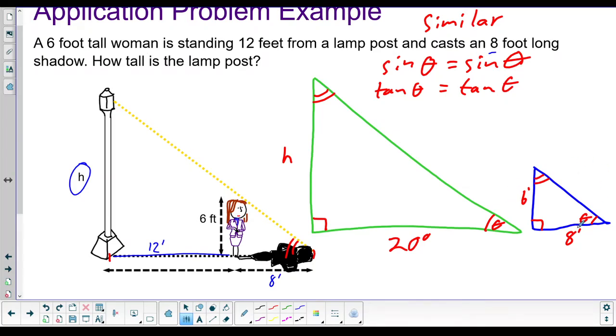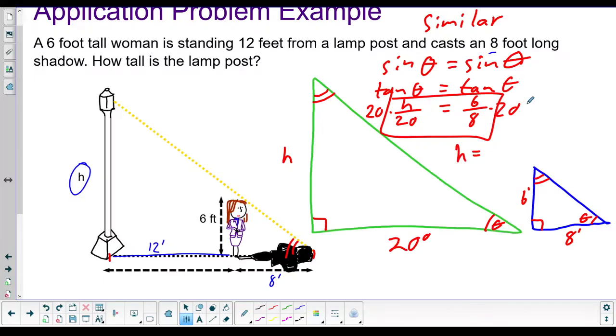Tangent of theta for the blue triangle is 6/8. Tangent for the green triangle is h/20. This is a really easy equation for us to solve. So what we're going to do is just multiply 6/8 by 20, right? Multiply both sides by 20 to isolate h. And we're going to get h equals, put this in your calculator or however you want to best solve it. You could reduce 8 and 20. How many times does 8 go into 20? A few, right? We could reduce this to 3/4.